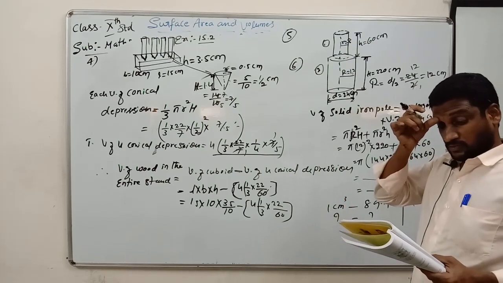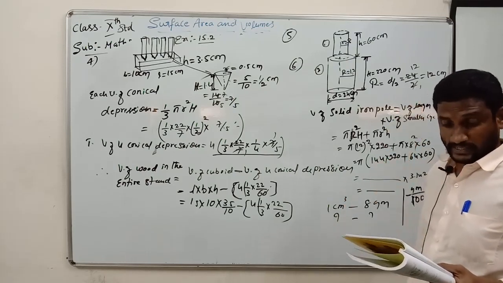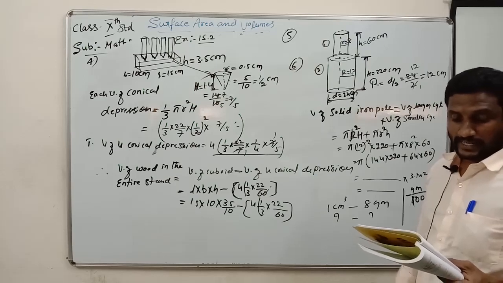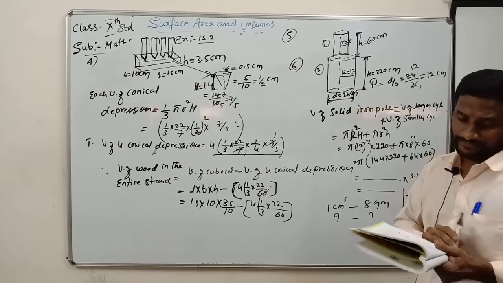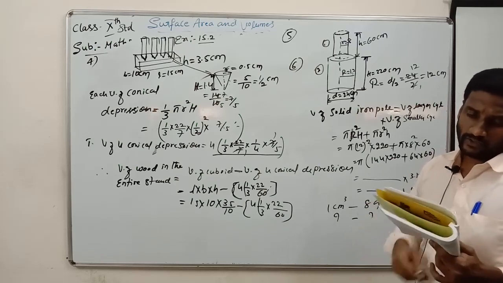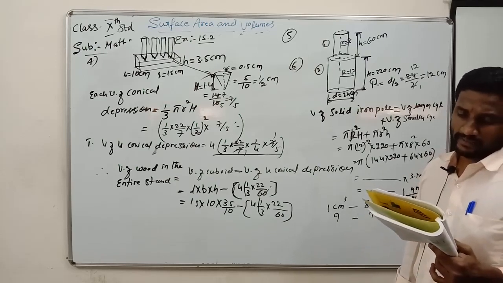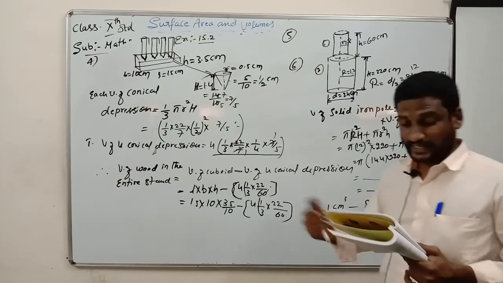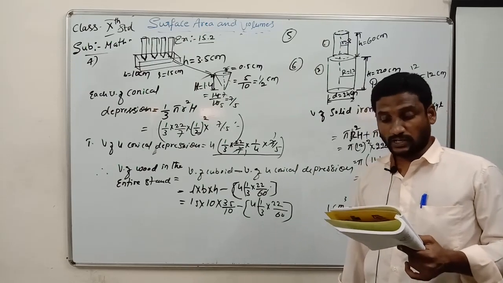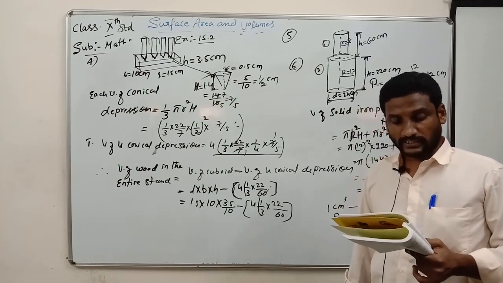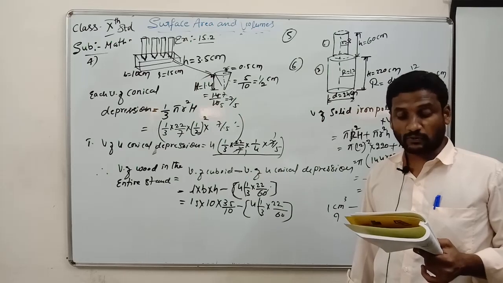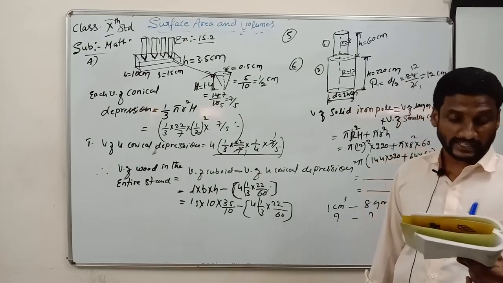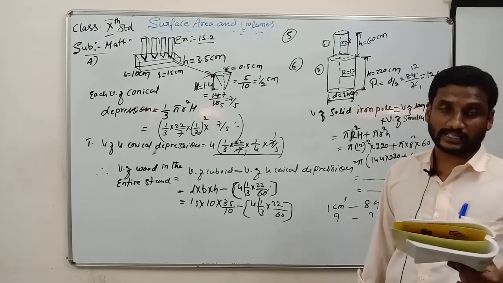Here one more problem is given, the 7th problem. A solid consisting of a right circular cone of height 120 centimeter and radius 60 centimeter standing on a hemisphere of radius 60 centimeter is placed upright in a right circular cylinder full of water, such that it touches the bottom. Find the volume of water left in the cylinder, if the radius of the cylinder is 60 centimeter and its height is 180 centimeter.